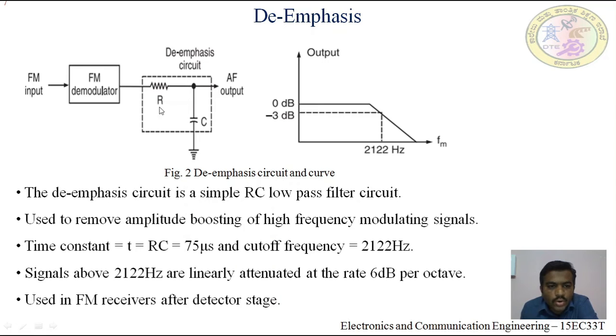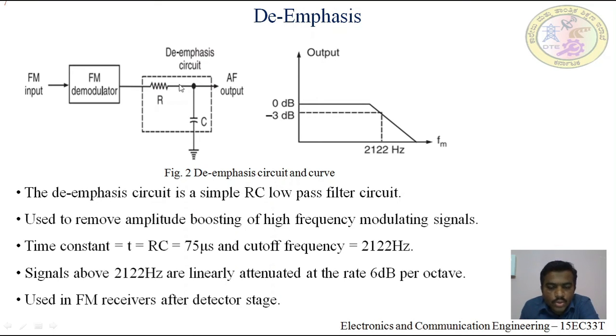The time constant of this de-emphasis circuit is equal to 75 microseconds. Any combination of resistance and capacitance which provide a time constant of 75 microseconds can be used to construct this low pass filter circuit. This low pass filter has a cutoff frequency of 2122 Hz. The modulating signals which have a frequency higher than 2122 Hz are linearly attenuated by this low pass filter circuit.